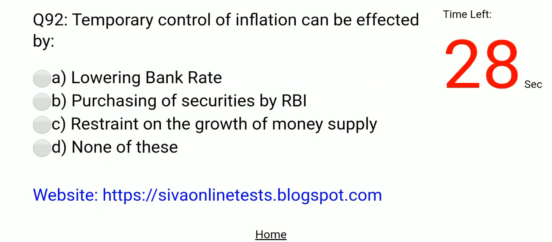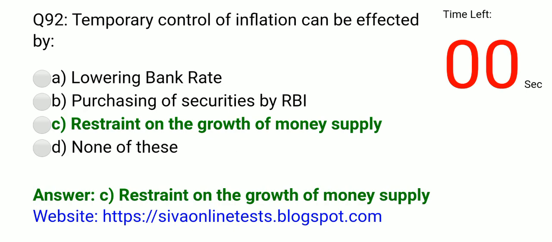Question 92. Temporary control of inflation can be affected by. Options. A. Lowering bank rate. B. Purchasing of securities by RBI. C. Restraint on the growth of money supply. D. None of these. Answer. C. Restraint on the growth of money supply.